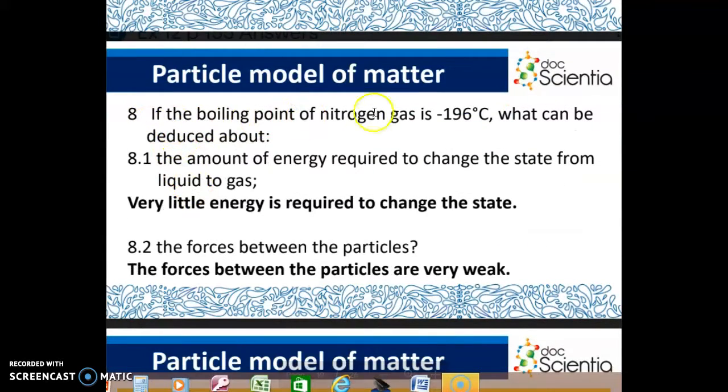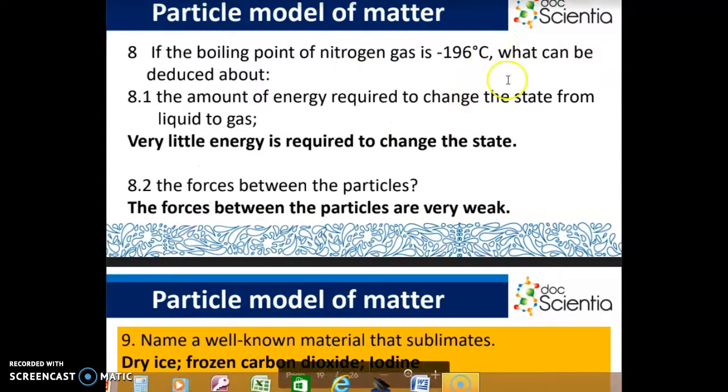Number 8. If the boiling point of nitrogen gas is minus 196 degrees, what can be deduced about 8.1. The amount of energy required to change the state from liquid to gas. So very little energy is required to change the state because it's already on a minus. So it will only have to get 1 degree higher, and then it will boil. 8.2. The forces between the particles of this nitrogen. The forces between the particles will be weak.